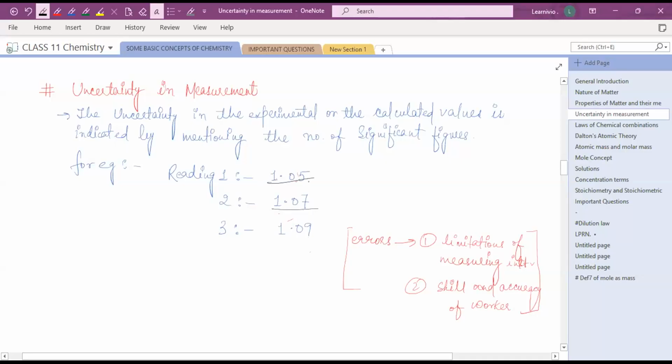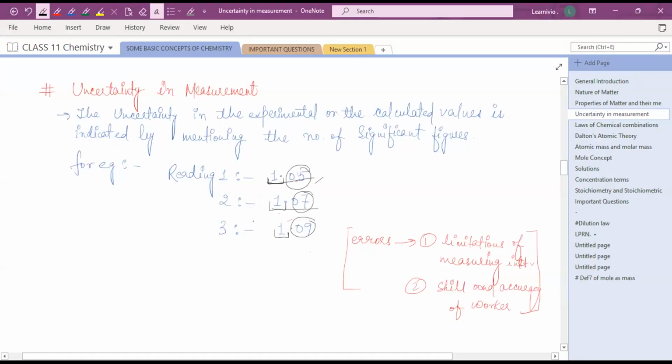Exact 1.05 will not come as your result, right? It will be 1.07. Sometimes it will be 1.09. Sometimes it will be 1.04, etc. So here you can see that this one digit is fixed, right? The changes you can see here after the decimal: 0.05, 0.07, and 0.09, right?